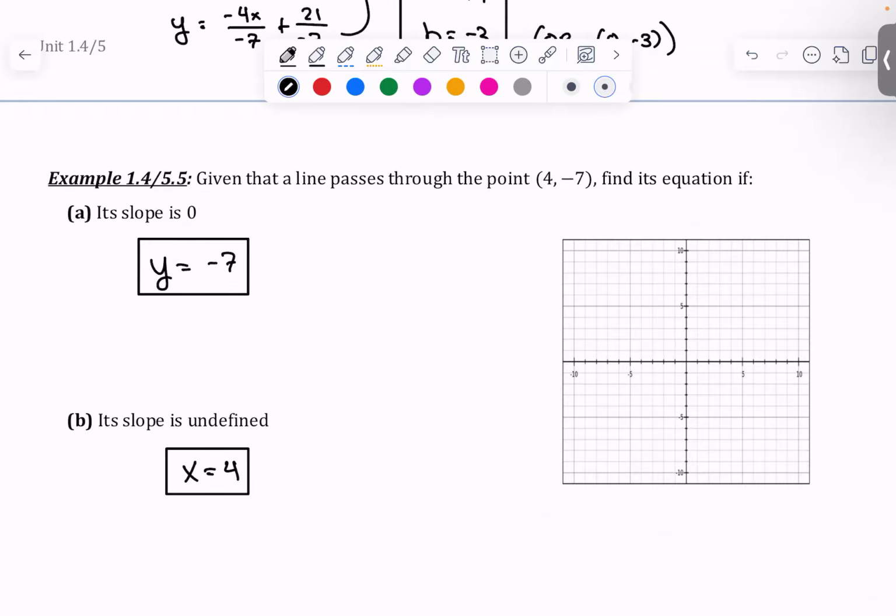First and foremost, maybe it would help us to draw the lines themselves. So I'm going to underline this one in red and this one in blue. So let's plot the point (4, negative 7). (4, negative 7) is right there. And let's draw a line with slope 0. That would be a line like this. And that's a y value of negative 7 there.